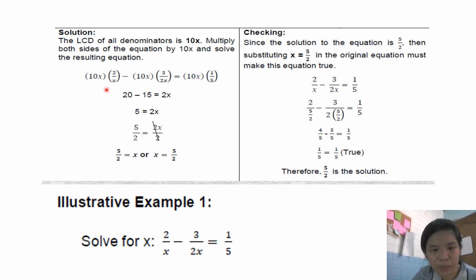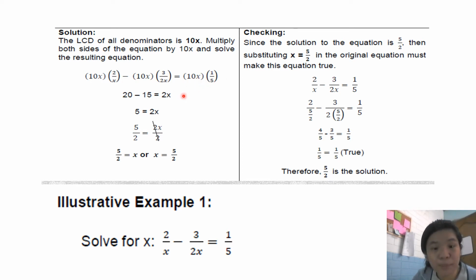So 10x times 2 over x is 20. You cancel x, then 10 times 2 is 20. Minus 10x times 3 over 2x, you cancel 10x and 2x, it will become 5 na lang. So that is 5 times 3, that's 15, equals 10x times 1 over 5, you cancel 10 and 5. So that 10 will become 2, 2x. 2x times 1 is 2x.